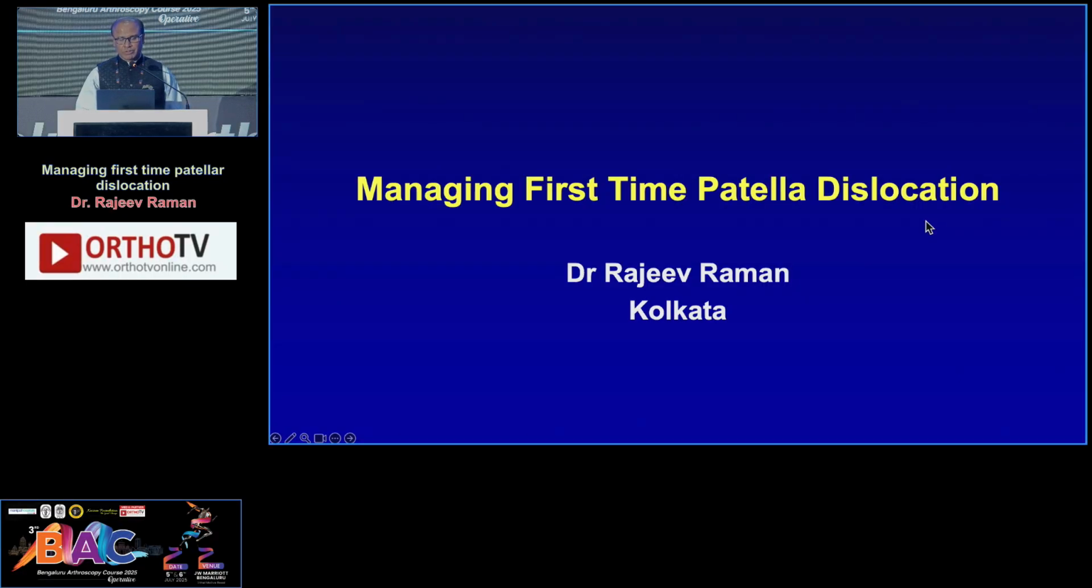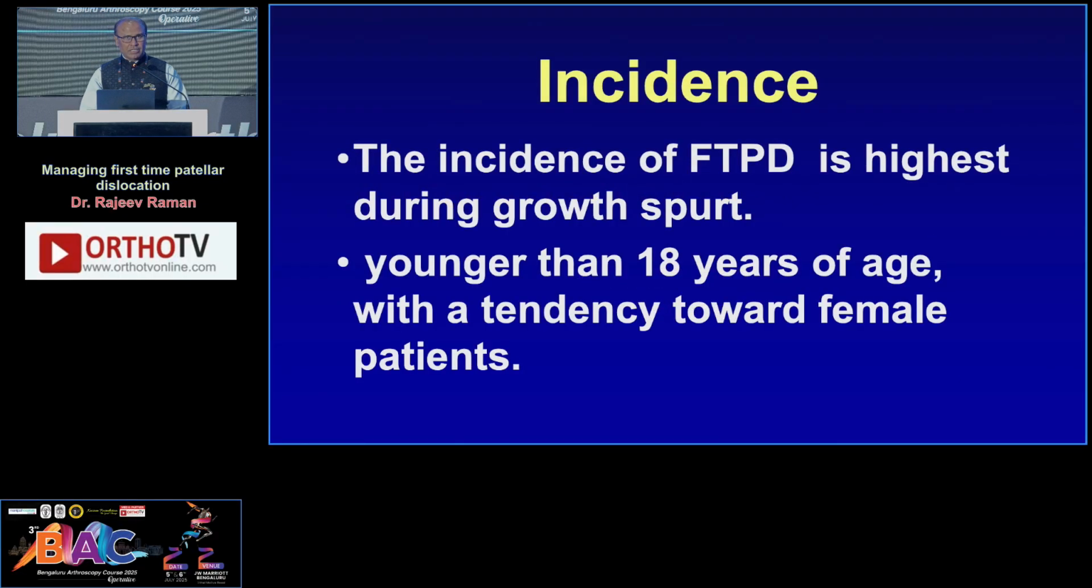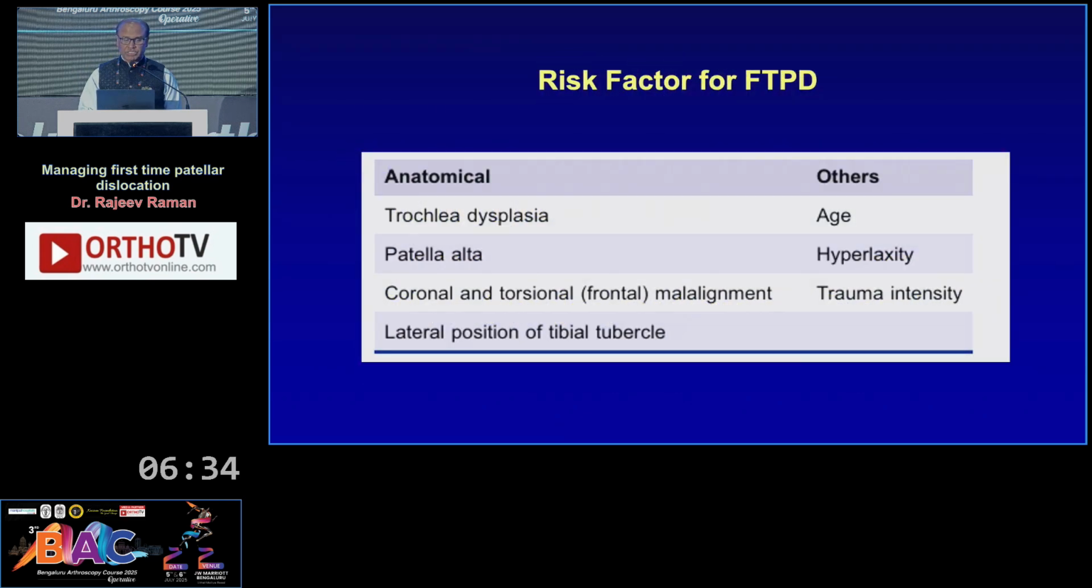So I will be talking on first time patellar dislocation. If you see the incidence of the first time patellar dislocator, it is highest during the growth spurt and in those younger than 18 years of age, with a tendency towards female patients. So it is more common in the adolescent age group, and some of these patients have associated ligament laxity also. So when we are talking about first time patellar dislocation, we are talking about patellar dislocation in the adolescent age group. And so there is some dilemma, and we will discuss point wise.